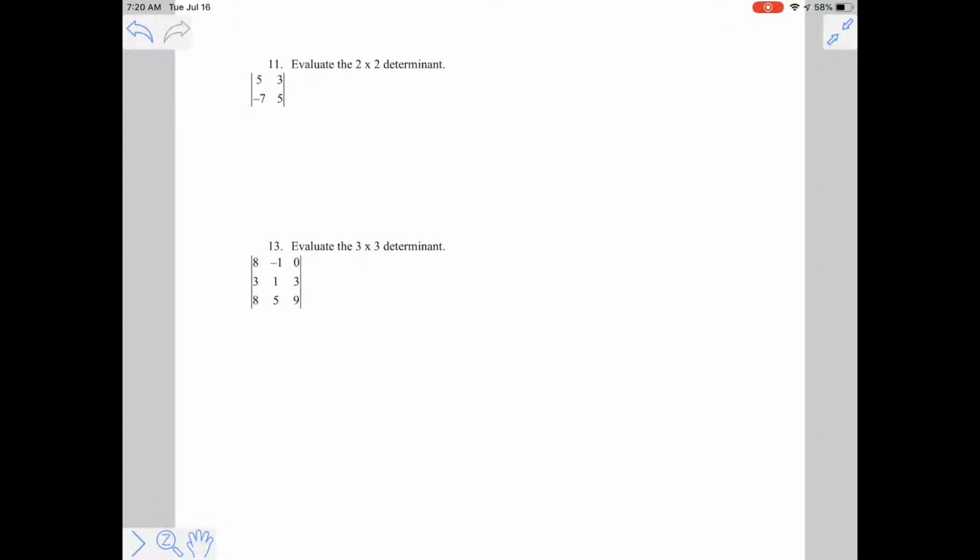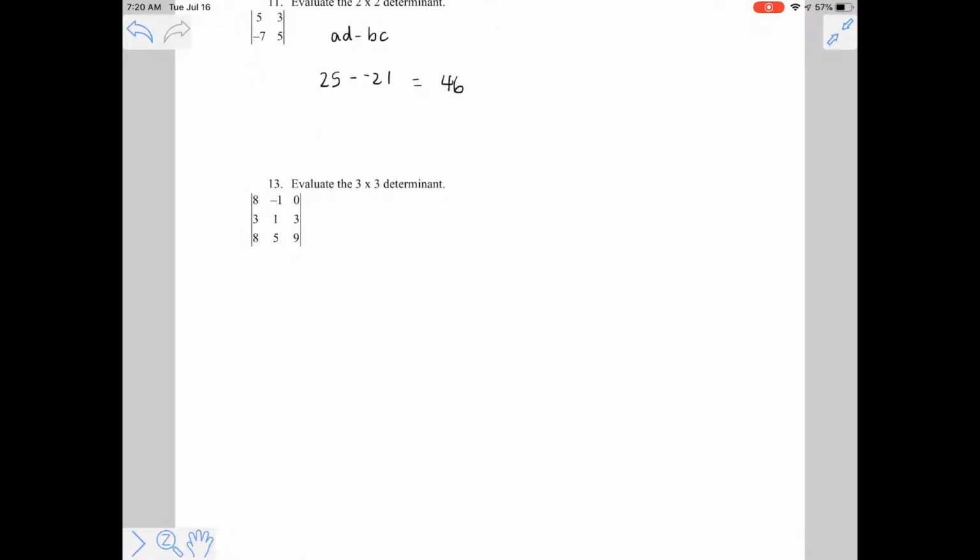Okay, question 11. These next couple questions are from section 6.5, determinants and Cramer's rule. So we'll evaluate the determinant of a 2x2 matrix. The formula is AD minus BC. So that's AD right there. That's going to be 25 minus, so then that's B and C, so that's 21, so that's 46.